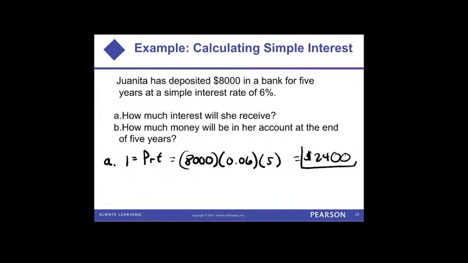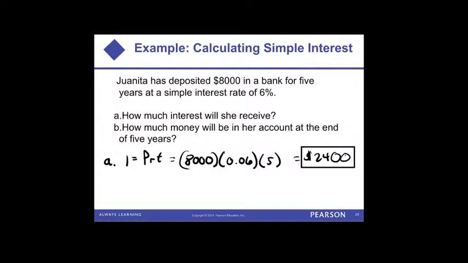Now I didn't show the nuances there. You can use your calculators, and I didn't write everything out. I was just jumping to the answer, right? If I need to go further in depth, I can. And then, how much money will be in her account at the end of 5 years?